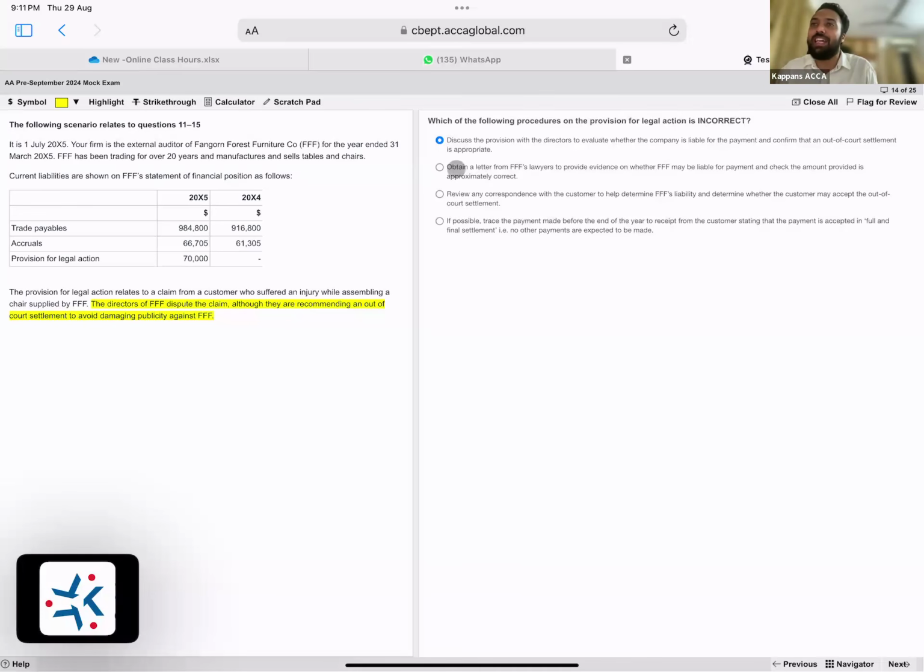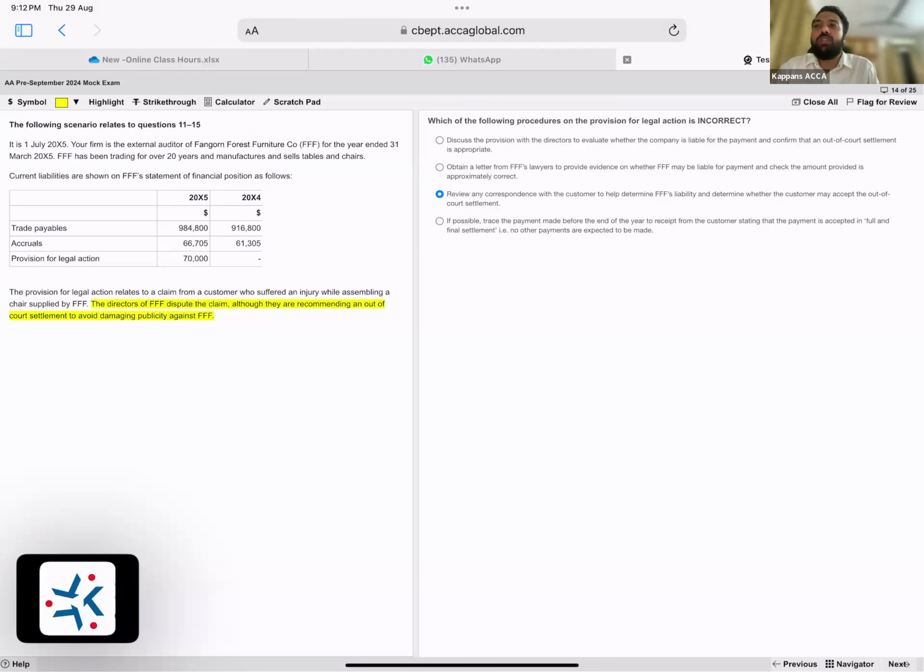They're asking us for the incorrect procedure. So that's not the answer. Obtain a letter from FFF's lawyers to provide evidence of whether FFF may be liable for payment and check the amount provided is approximately correct. That's an audit procedure for a legal case. For a legal case, obtaining the lawyer's confirmation is an appropriate audit procedure. So that is also not the answer. They're asking which of the procedures is incorrect.